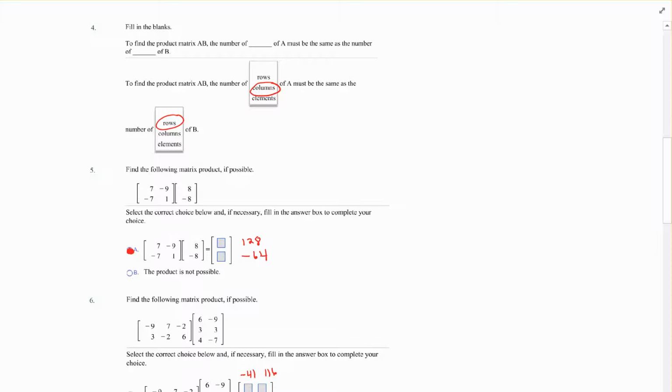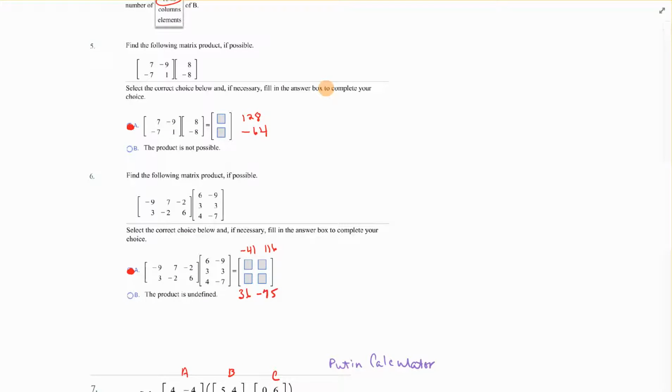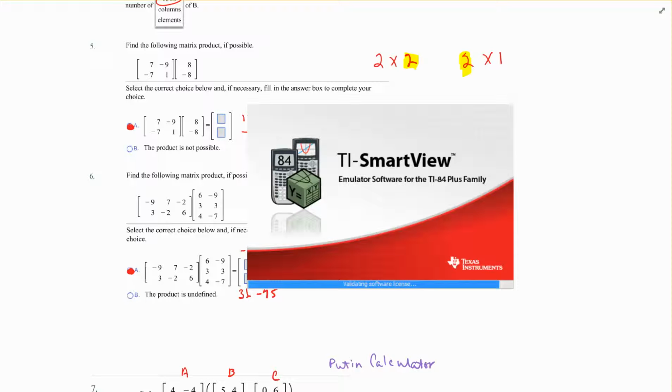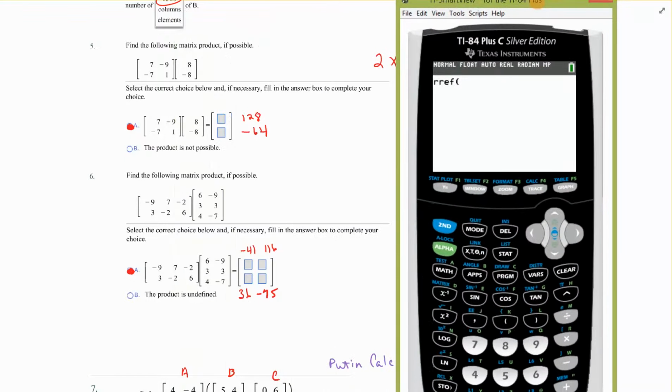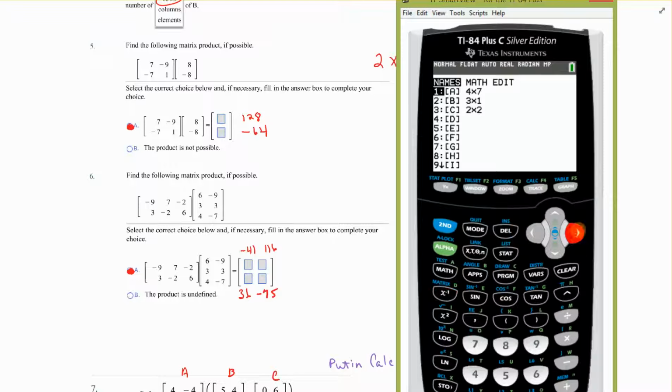All right, find the following matrix product if possible. So we've got what? A 2 by 2 and a 2 by 1. And so yes, we can do that, and we should get a 2 by 1 as an answer. So let's put this one in the calculator. I'm going to get my calculator open up here, and we'll actually go through this one completely and let you see what happens. Okay, so we're going to go to second matrix, over to edit. All right, and we want to know the size, so we're going to put this 2 by 2 first.